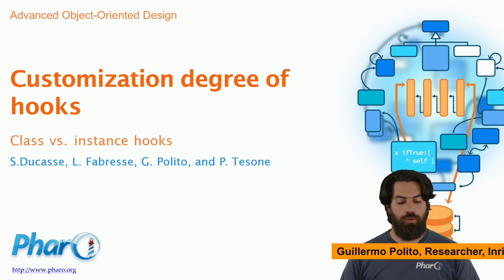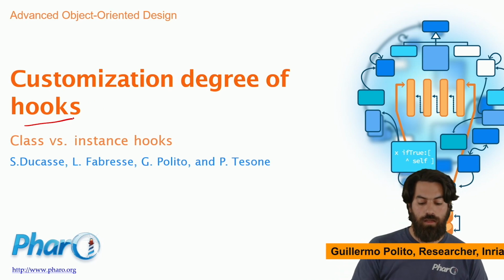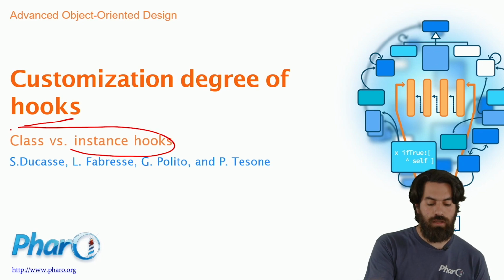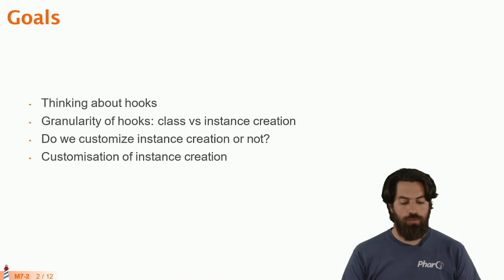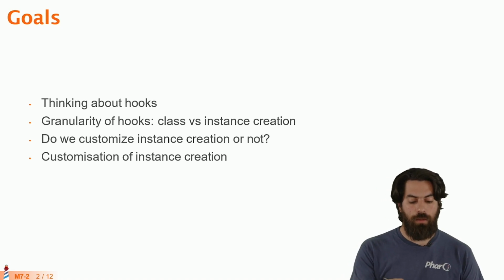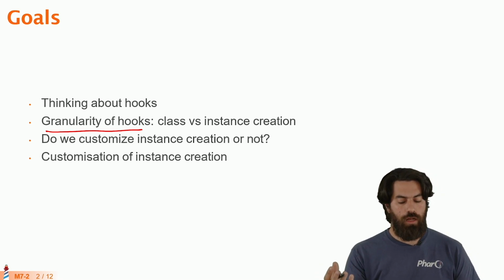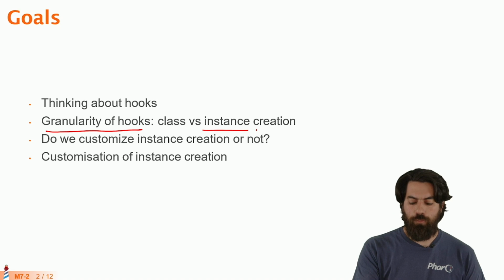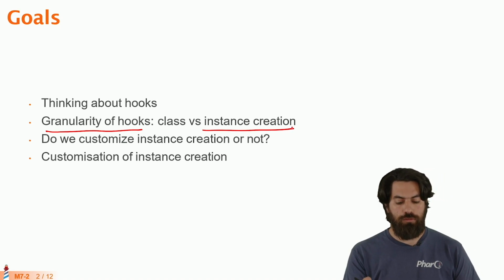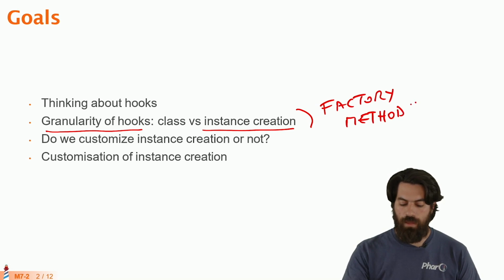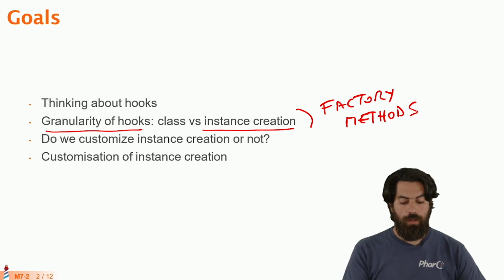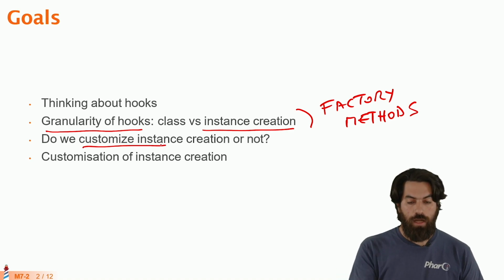Hi, today we are going to see hooks again, in particular in the context of instance hooks and classes for the case of instantiation. So we are going to discuss and think about hooks. What are the granularity of hooks? So there are big hooks, small hooks, so they will allow us to do different things. We will put in practice hooks in the case of instance creation to understand in particular factory methods. And we are going to talk about how do we customize instance creation and if we do it or not.